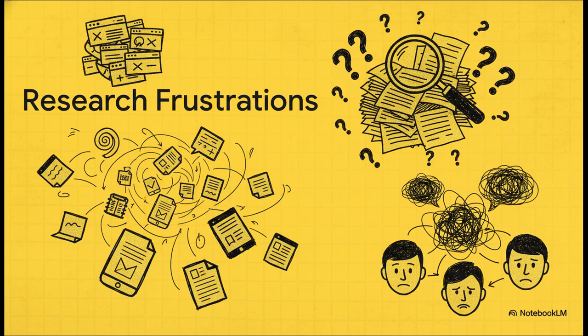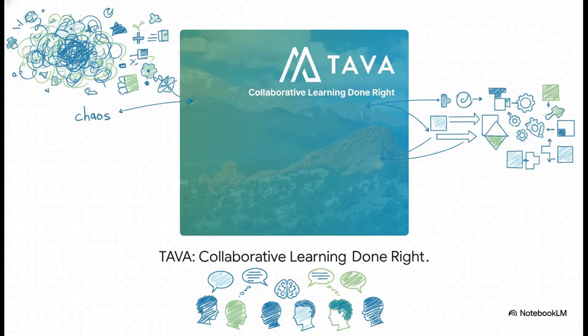I mean, who hasn't had a browser window with 50 tabs open, or notes in one app, links in an email, and a few scribbles on a notepad? You lose sources, you can't figure out which version of a document is the right one, and trying to collaborate with a team, it's just a total mess. So frustrating. And that's where TAVA comes in.